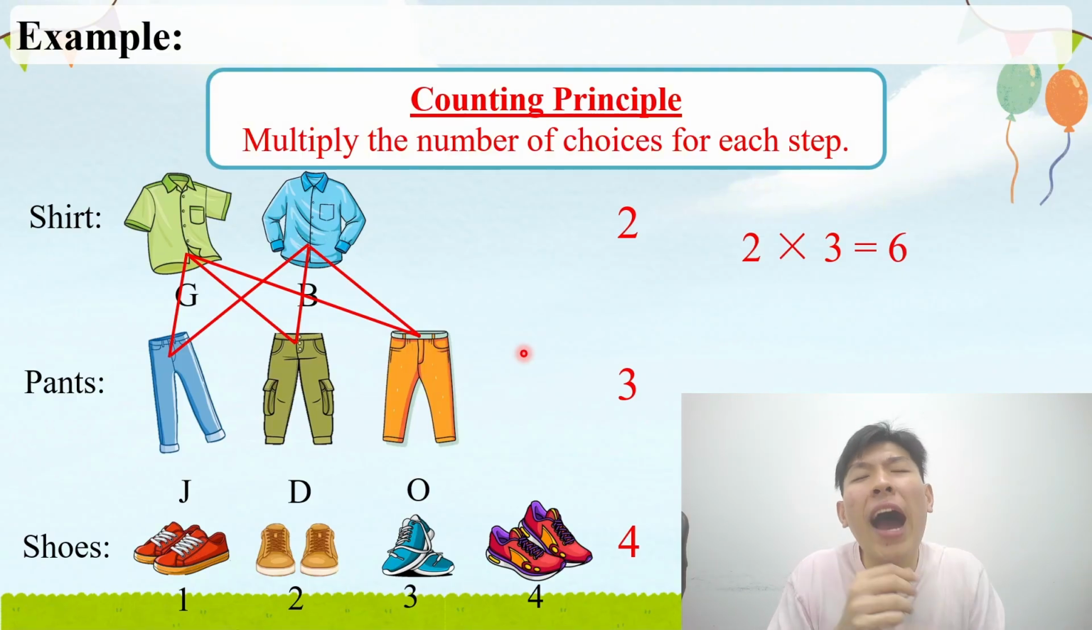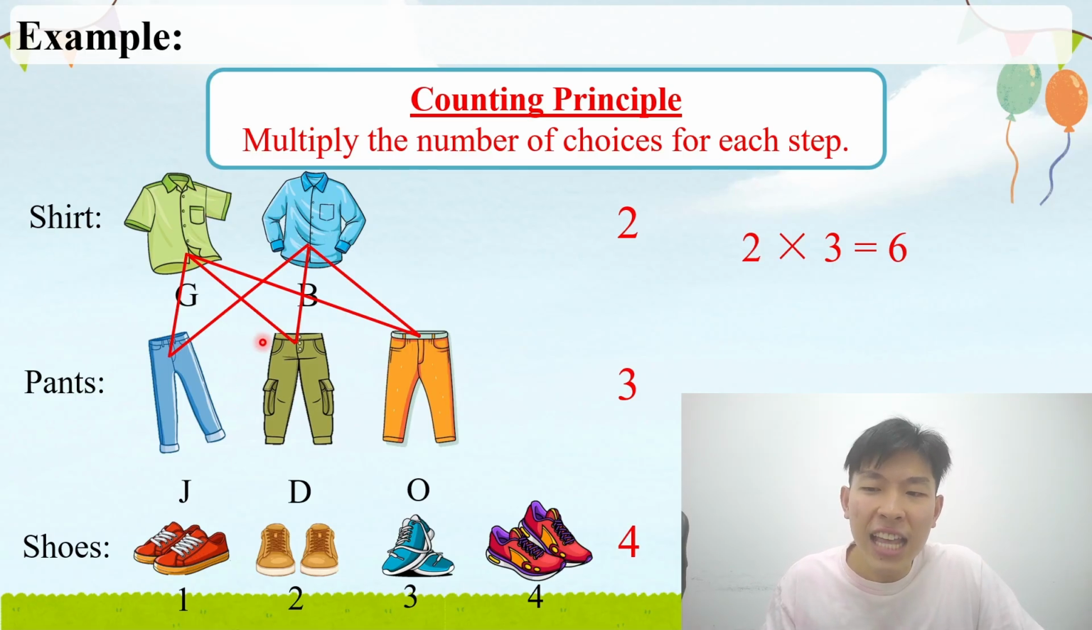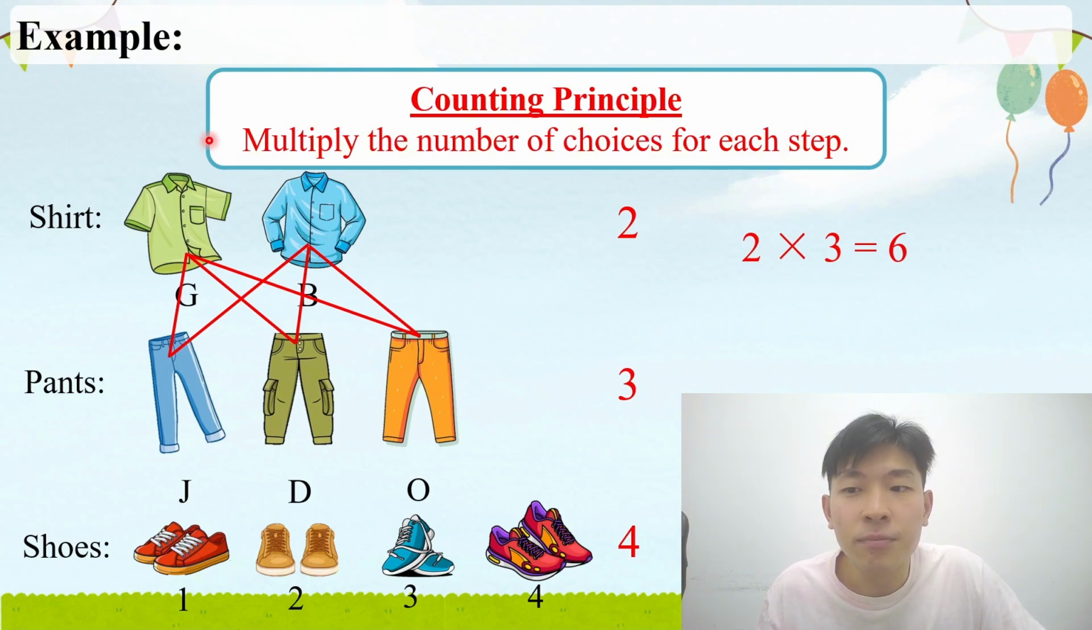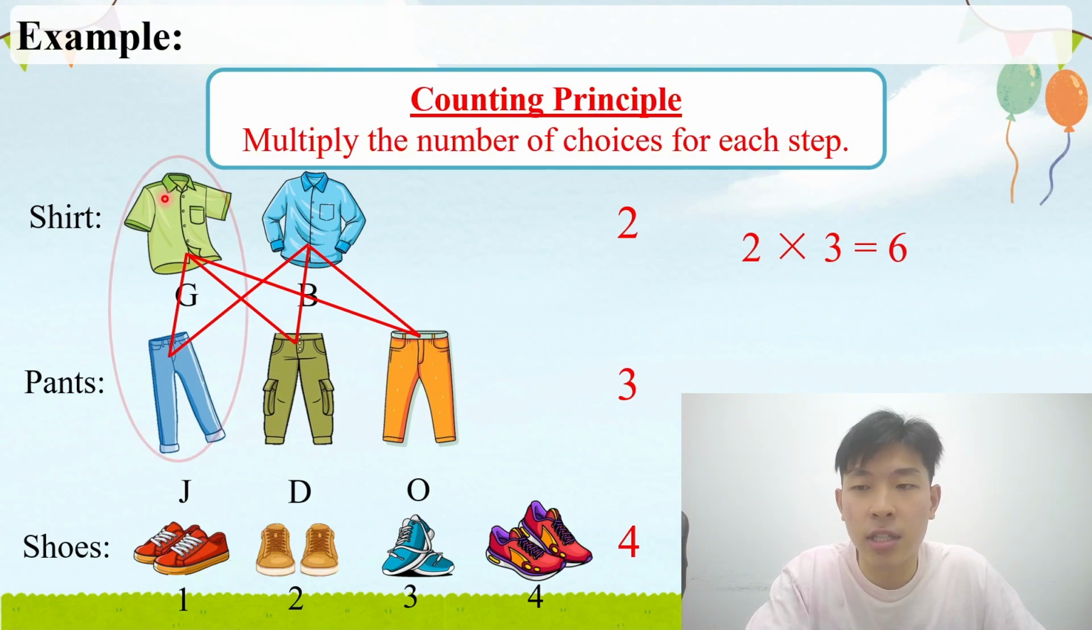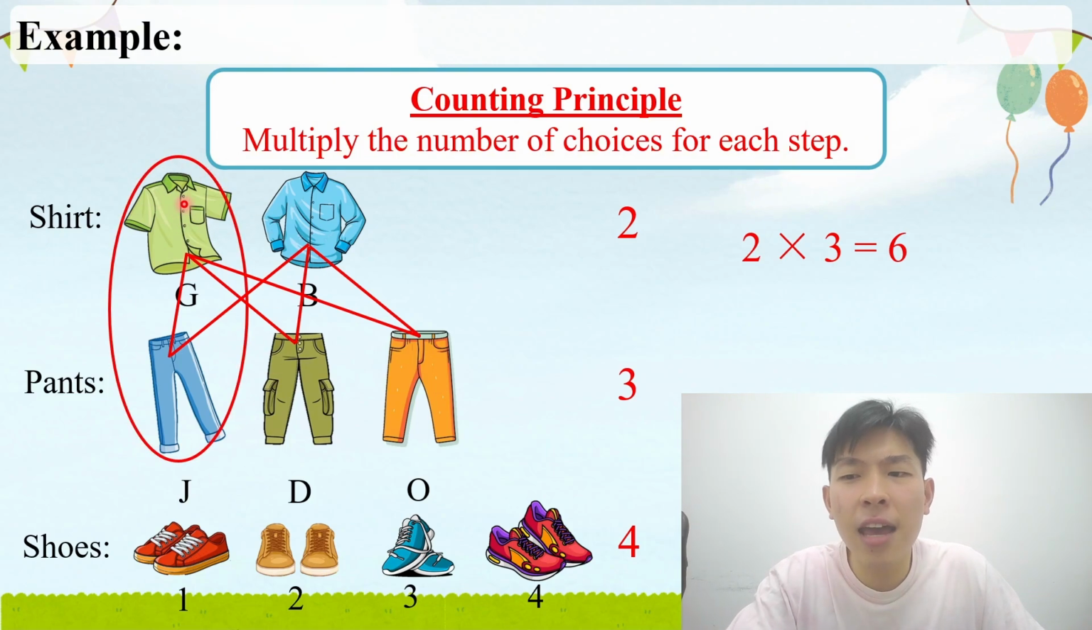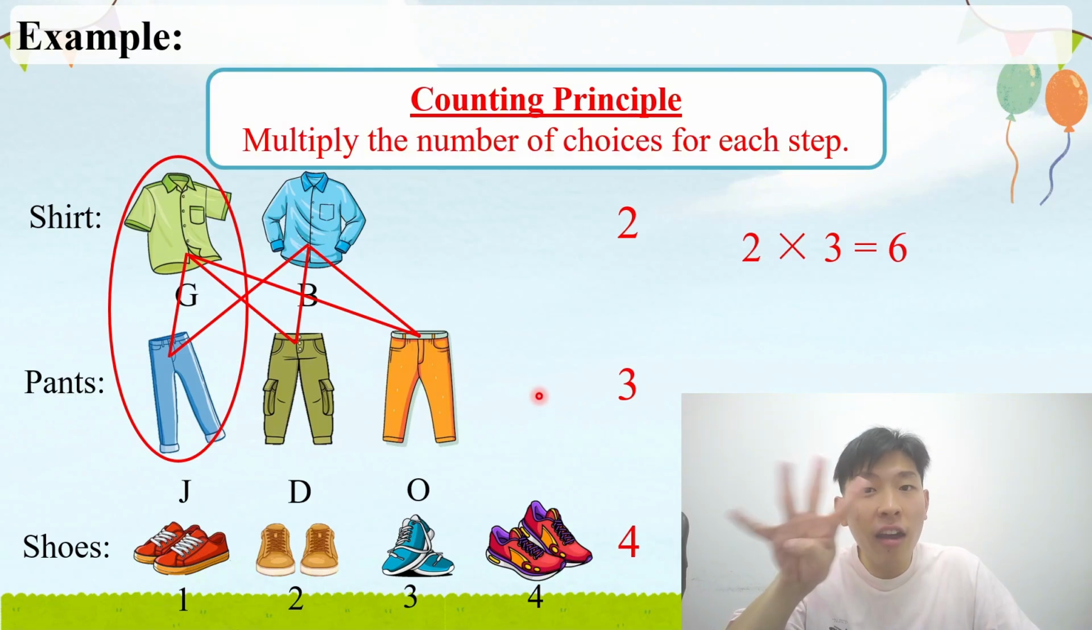Now let's see here. Why do we need to do that? So let's say I choose green shirt and these jeans. Yeah, I choose this pair here. Let me circle it. So if I choose this pair, I can pair with how many shoes? Yes, I can pair with shoe 1, shoe 2, shoe 3, and shoe 4. So there is 4 here.